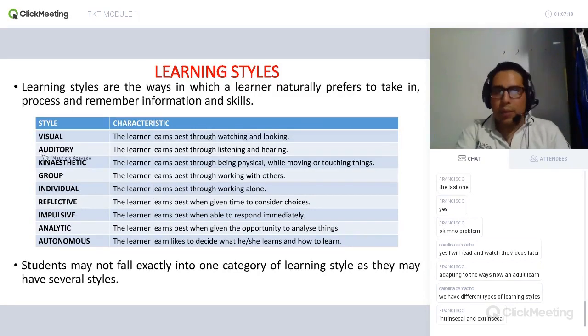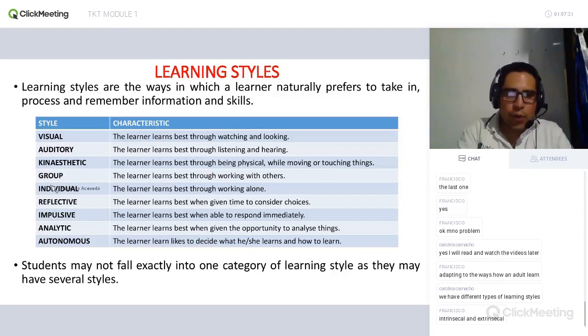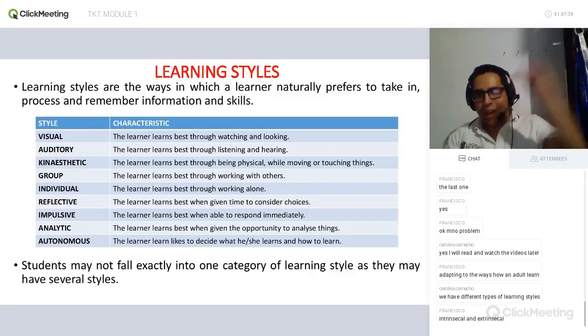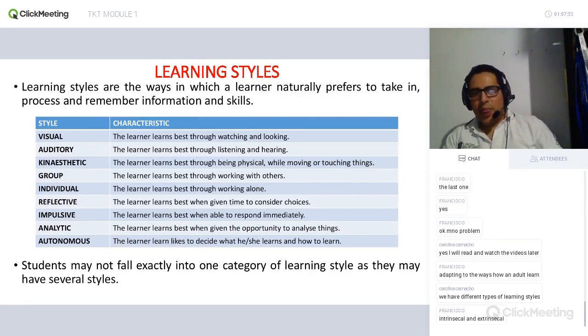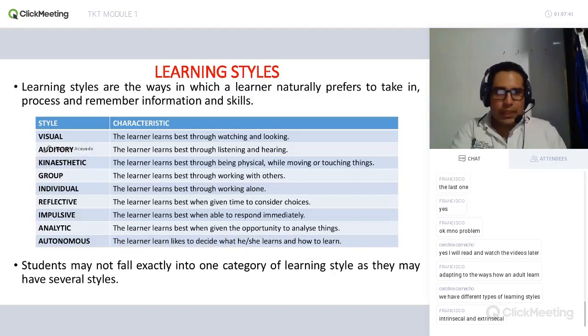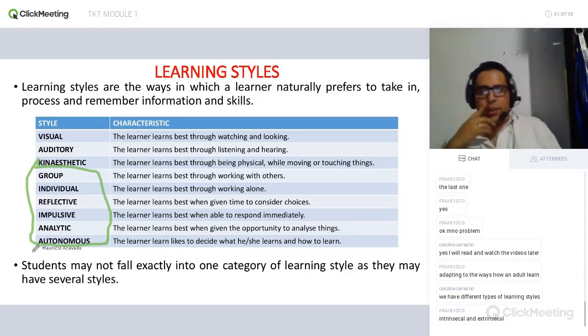But tell me, Francisco, meanwhile, what of these styles do you think you have, apart from the quiz that you did? Apart from visual, apart from kinesthetic, some of these, from group to autonomous, are not in the quiz. So tell me which you have, the highest and the lowest. Just two, the highest and the lowest. Tell me, Francisco. Apart from visual, auditory, and kinesthetic, from group to autonomous, tell me which one of these is the highest and which one is the lowest.